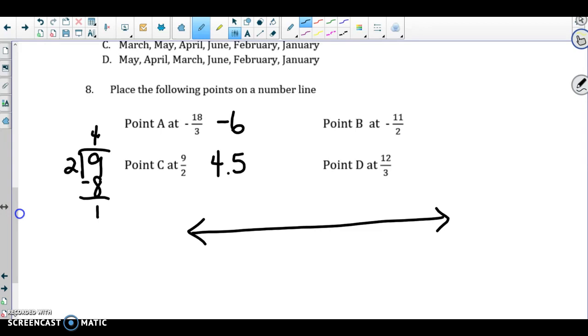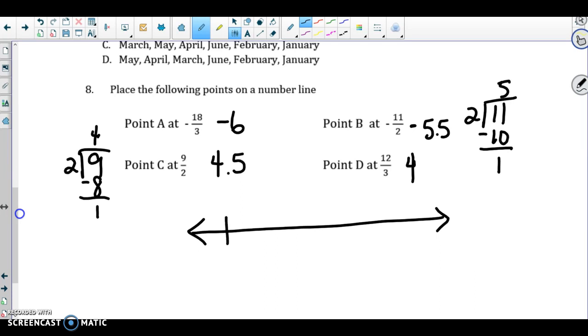Okay, so that one's pretty good. Same thing here, 11 divided by 2. It's going to go in 5 times, and there's 1 left over. So this is going to be 5.5. But we have to remember we have a negative out front, so we need a negative here. So -5.5. And then 12 divided by 3 is just 4. So that one's pretty easy. So now we can put our points on there.